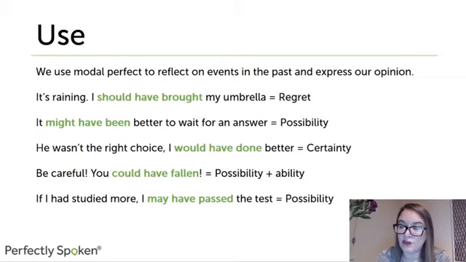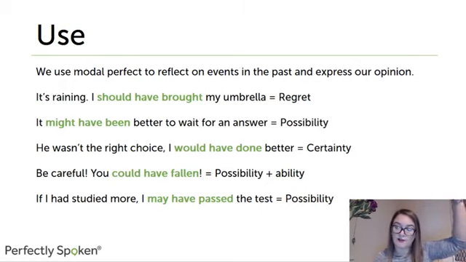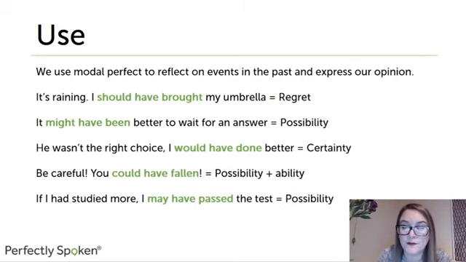He wasn't the right choice. I would have done better. Here I'm using would to express certainty. Be careful, you could have fallen. So here I'm using could because there was the possibility to fall and also the ability. If I'm up a ladder, for example, there's the ability for me to fall off. And if I had studied more, I may have passed the test. Here I'm using may to express possibility.